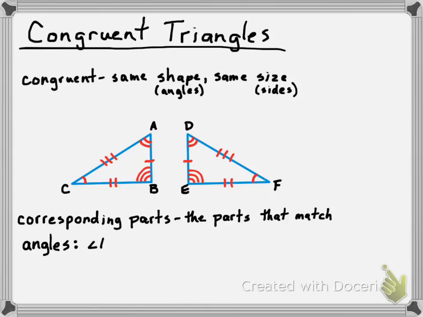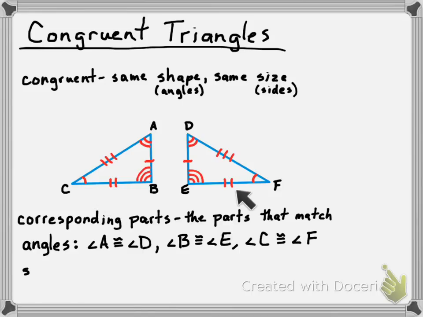Okay, so in this triangle, you can see that angle A is congruent to angle D because they both have two arcs. You can see that angle B is congruent to angle E because they both have three arcs. And you can see that angle C is congruent to angle F because they both have one arc. Okay, so those are my three sets of congruent angles from these two triangles.